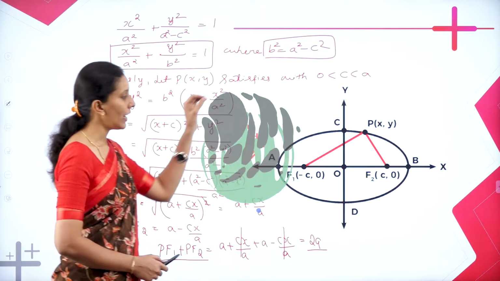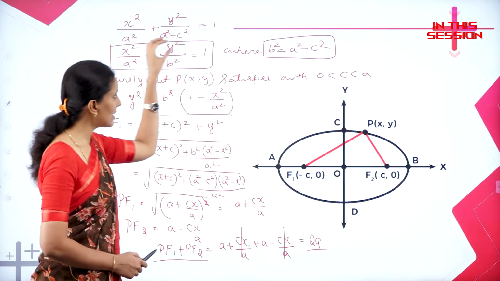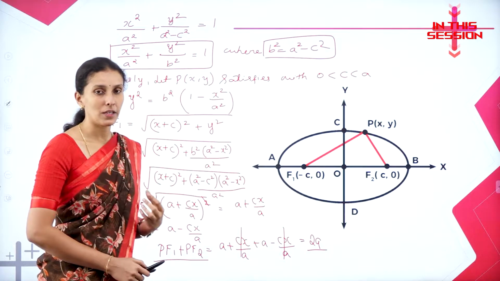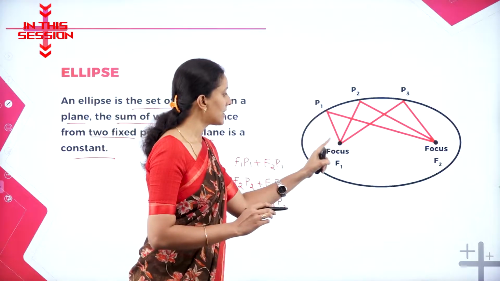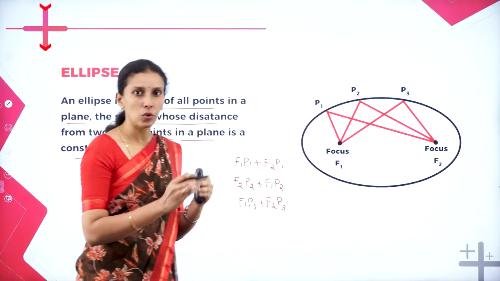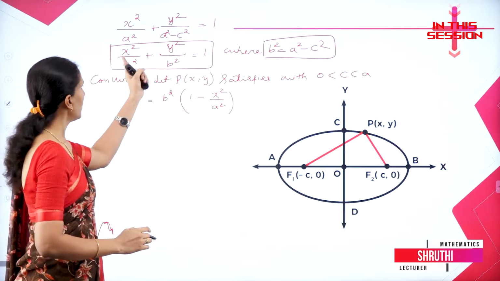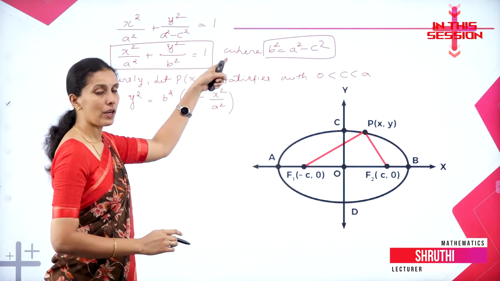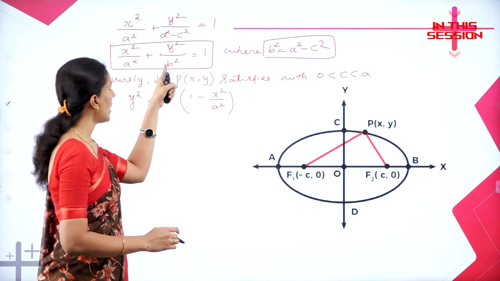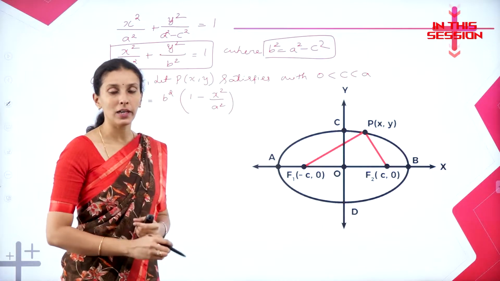Suppose you take any point P that satisfies this equation, then you have to get the relation PF1 plus PF2 is equal to 2a. The distance F1P4, F2P4, the sum of those two will be always constant. So if you want y square here, you can shift x square by a square to the right hand side. So it becomes 1 minus x square by a square, and b square you can shift so that it will become multiplied.